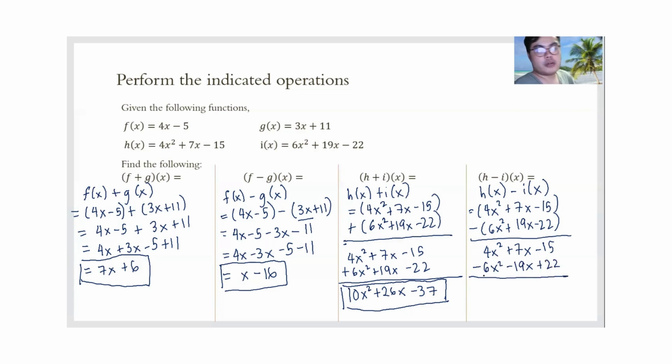So 4x squared minus 6x squared will be negative 2x squared, while 7x minus 19x will be negative 12x, while negative 15 plus 22 will be positive 7, since 22 is larger than 15. Then we're going to box the final answer. So the final answer is negative 2x squared minus 12x plus 7.